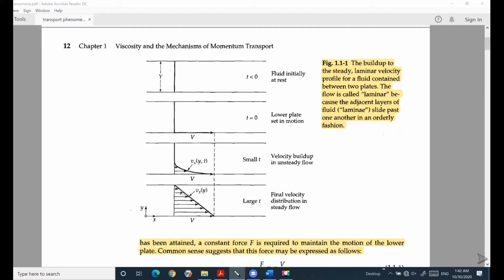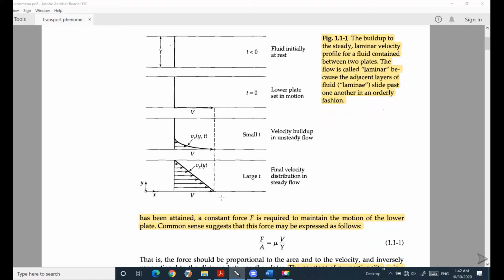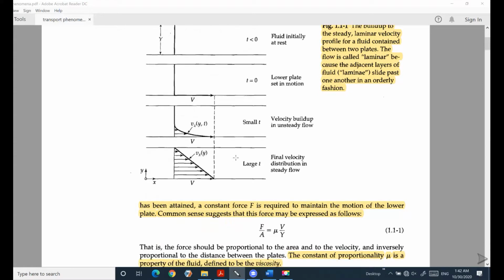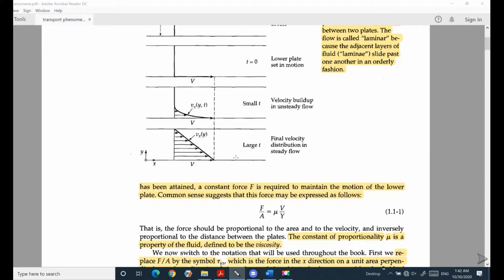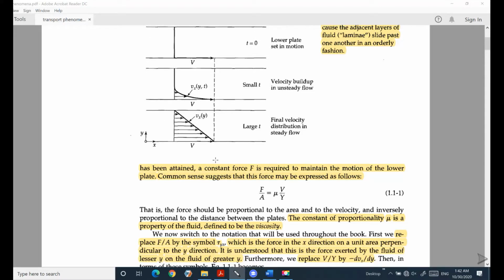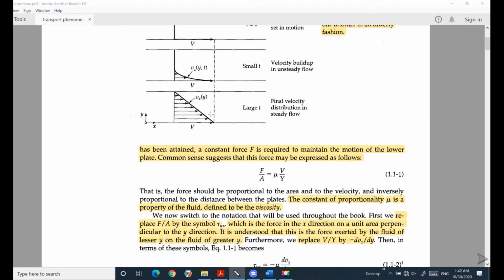pass from one layer to another layer, in some order. If you see this order inside of the velocity profile, you call this laminar flow. In the other case, if you see some chaos in your velocity profile, we call this turbulent flow. So the force acting on the lower plate per area, which we call the stress acting on the fluid, is equal to mu V over Y.